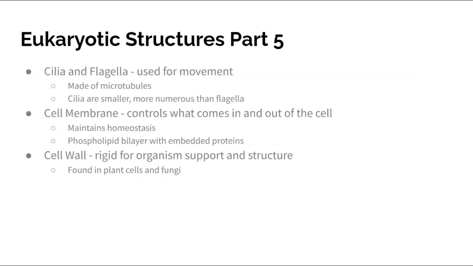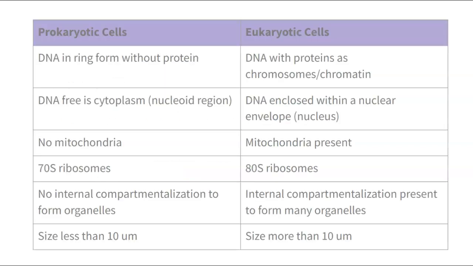And then finally, our last few bits of eukaryotic structures, we have cilia and flagella, which are used for movement, the cell membrane, which controls what comes in and out of the cell, and then the cell wall, which is for support and structure. So these are really important, like compare and contrast. We're going to talk about prokaryotic versus eukaryotic, and we're going to talk about plant versus animal on the next slide.